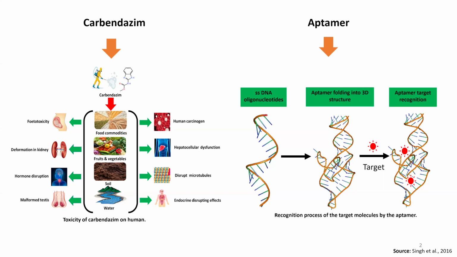industry. The other potential hazards caused by this molecule appear in our food commodities, fruits, vegetables, soil, and water, so it has a great impact on the environment. Now, how can we use an aptamer to diagnose or detect this molecule? Since it is a small molecule, it requires high-end instruments like HPLC, which is not feasible. So we are using the aptamer to develop a low-cost rapid diagnostic kit.